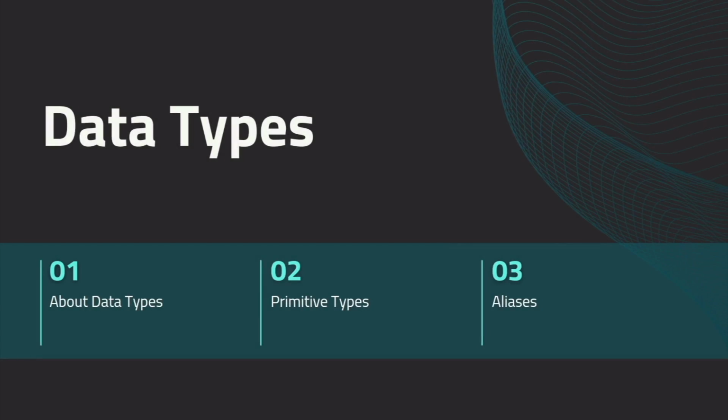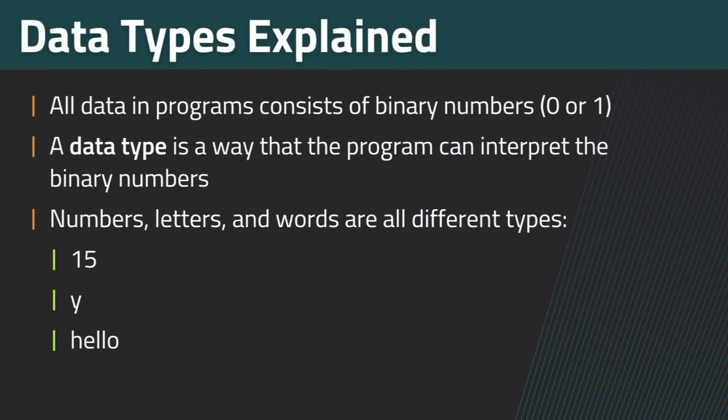In this video, we'll be talking about data types, including primitive types and type aliases. So first, let's cover exactly what a data type is. All data in programs consists of binary numbers, meaning 0 or 1. A data type is just a way that the program can interpret the binary numbers. Numbers, letters, and words are all different data types. Some examples of different data types are 15, the letter Y, and the word hello.